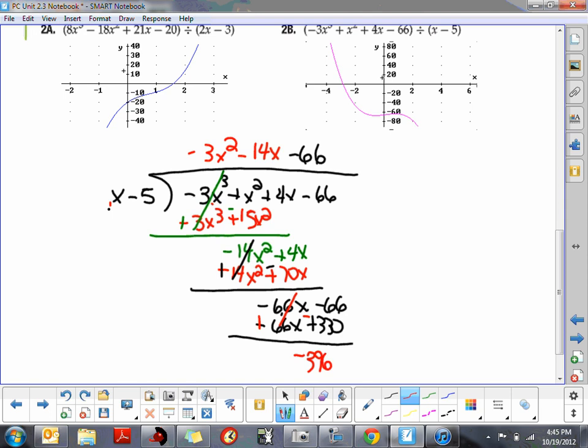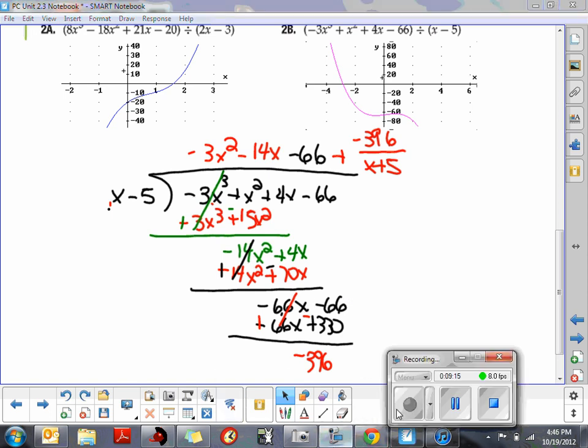This is our remainder, so we can either put plus or negative, and I guess that's probably the way I'm going to go. I'm going to go plus, and then we have a negative 396 over our divisor, which was x minus 5. Okay, so the only thing different here is that we don't always have to get a remainder of 0, so our long division can show us that, which basically means the x minus 5 is not a factor of our original polynomial. So, long division with remainders.